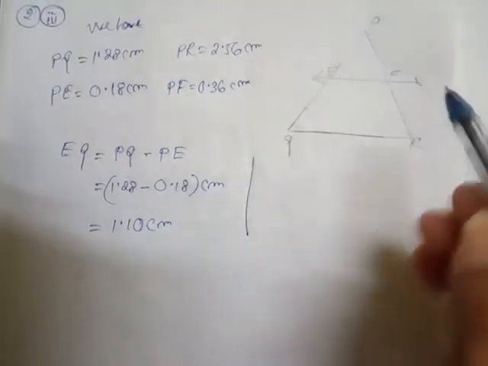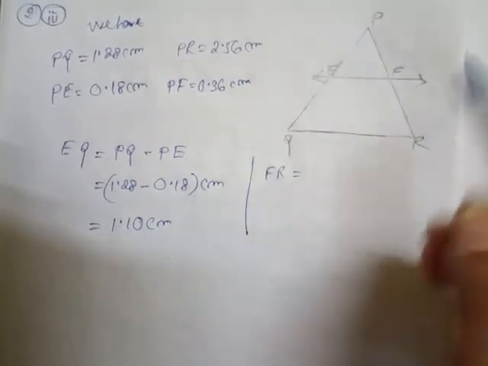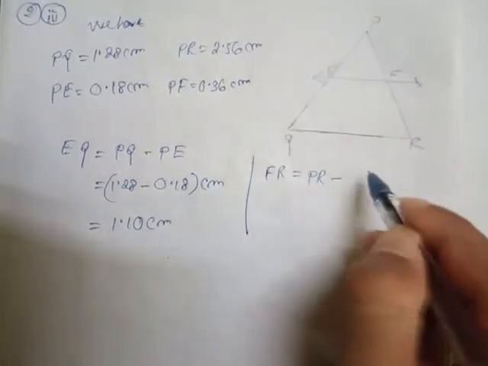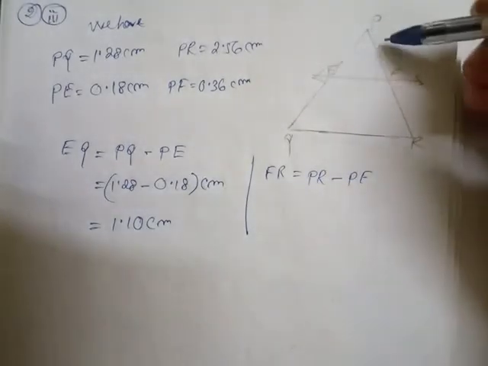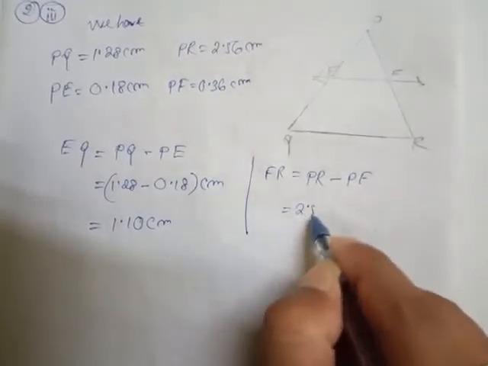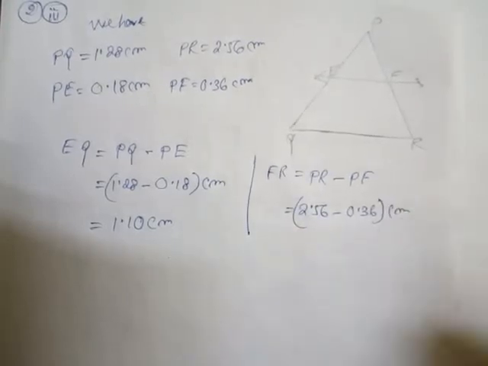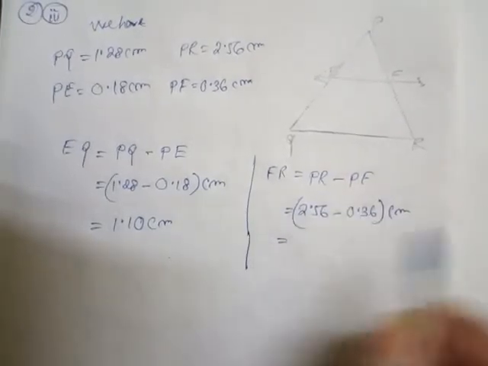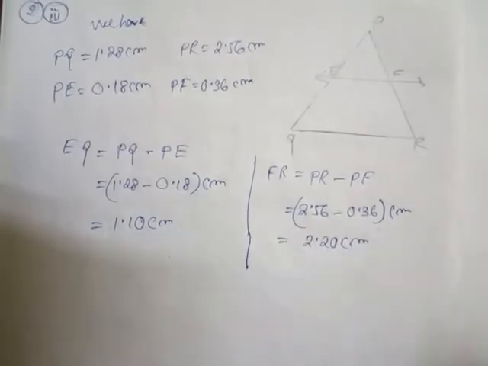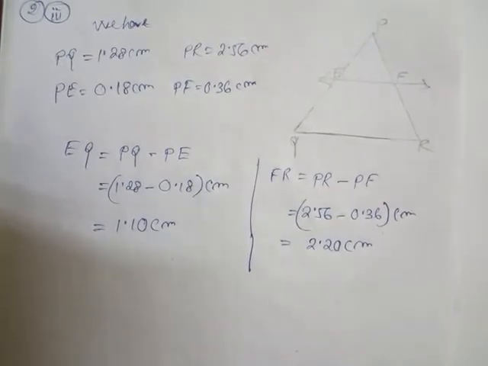Similarly students, we need to find out the FR also. Now FR also equal, PR, this whole part minus PF, which means remaining part is FR. So value of PR is 2.56 minus value of PF is 0.36 cm here. So remaining part would be, what is the answer here then after subtracting? 2.20 centimeter.